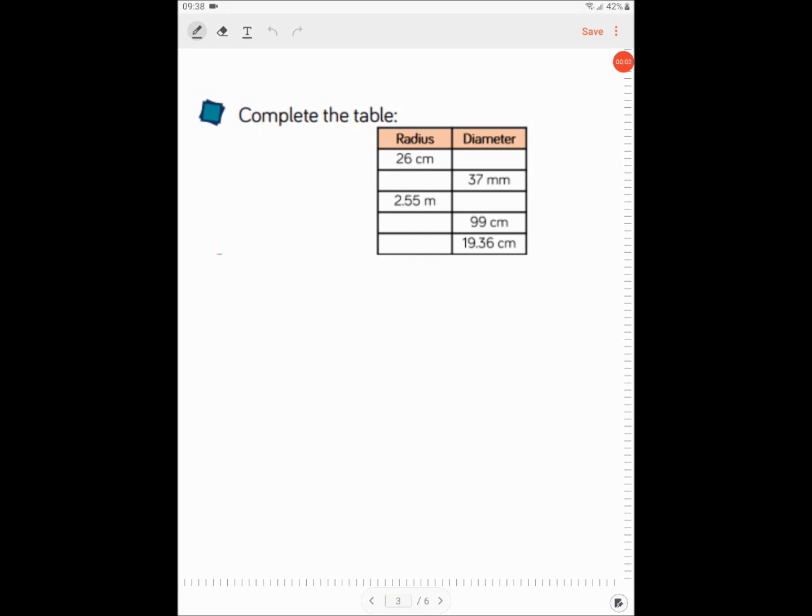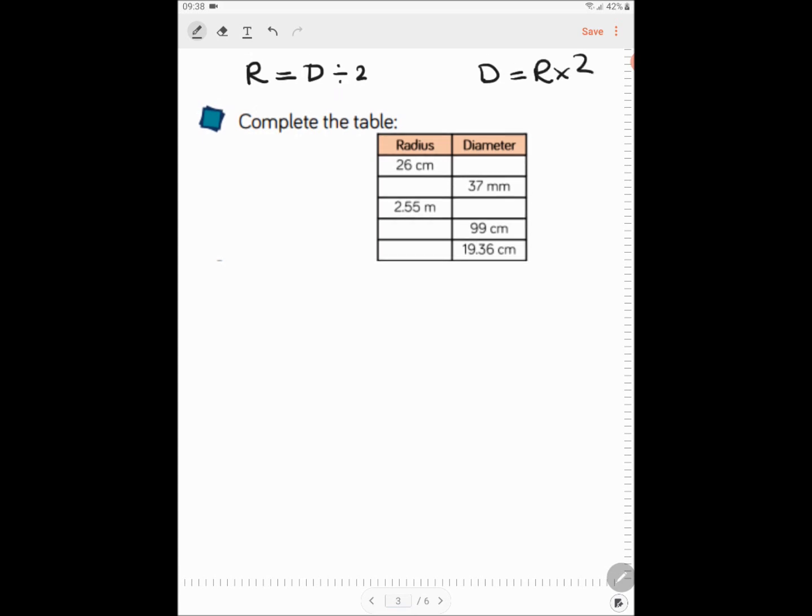Okay, so we're going to use those facts that we just learnt. So remember what I said: radius equals diameter divided by 2, diameter equals radius times 2. So we're going to use those two facts to help us complete this table. So if I've got the radius of 26, to work out the diameter, it's going to be 26 multiplied by 2. So 6 2s are 12, 2 2s are 4, add the 1 gives me 5. So the diameter of that circle would be 52 centimetres.